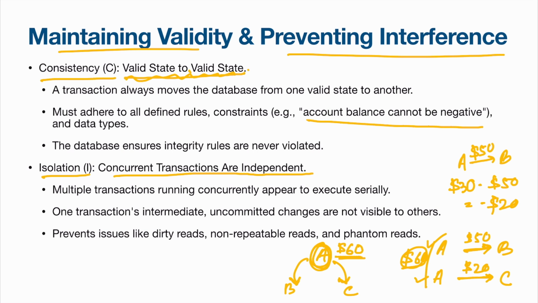That means whenever there are concurrent transactions, it should appear as one transaction happens after the other. So in this case, either A to B or A to C will happen first. Let's assume A to B happens first. So this will be minus $50 for A, and this will become $10. And then when we try to bring $20 from A, this transaction will fail.